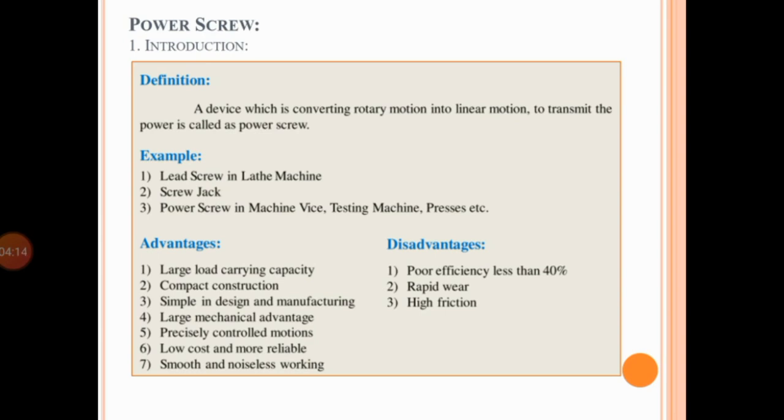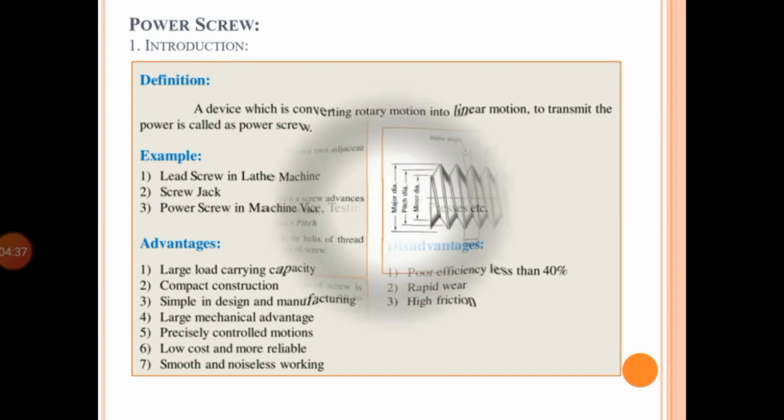Along with the advantages, a few limitations are also there. The first and most adverse limitation is that any kind of power screw offers only up to 40% efficiency. Secondly, because of threaded parts, wear and friction are very high. So these three are the disadvantages or demerits of the power screw.